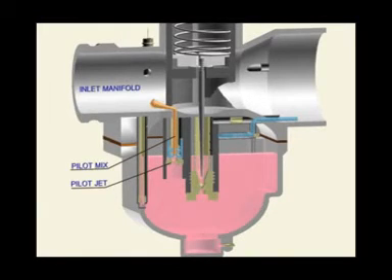Operation of the carburetor is covered under the following functions: pilot system, main fuel system, starter system, float system.